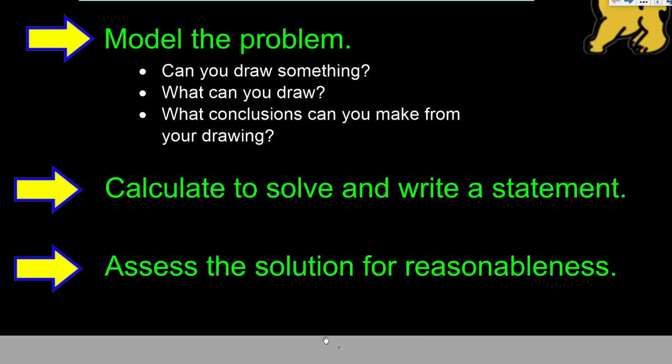And then finally, this is the last key: to assess the solution for reasonableness. That basically means that yes, my answer seems reasonable. If you have 3 whole pizzas, and you have 20 people eating those 3 pizzas, would it be reasonable that each person would get a whole pizza? Probably not. So you see how that all works.